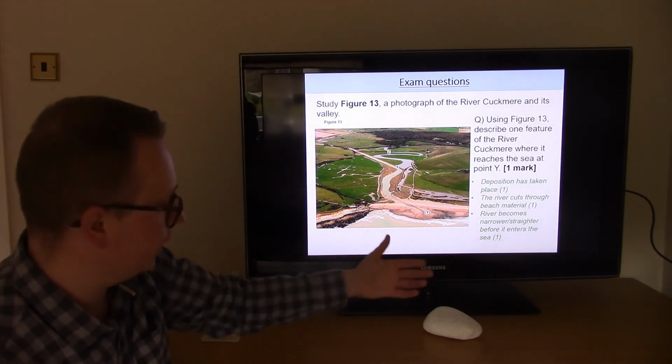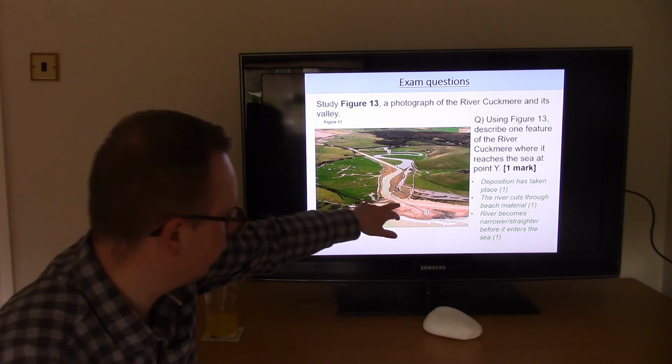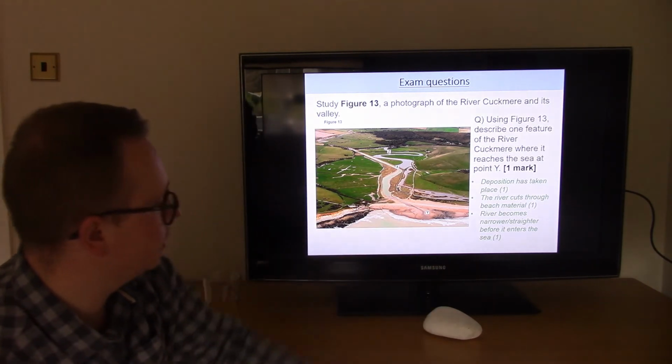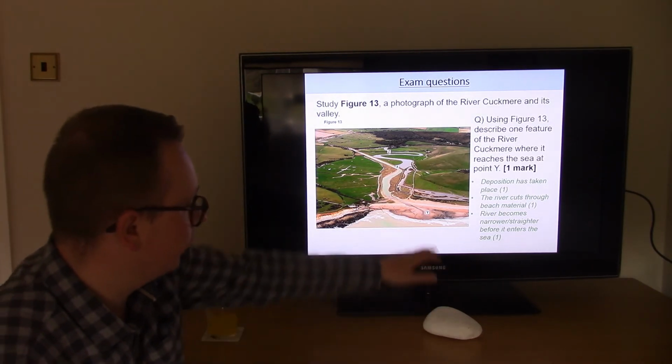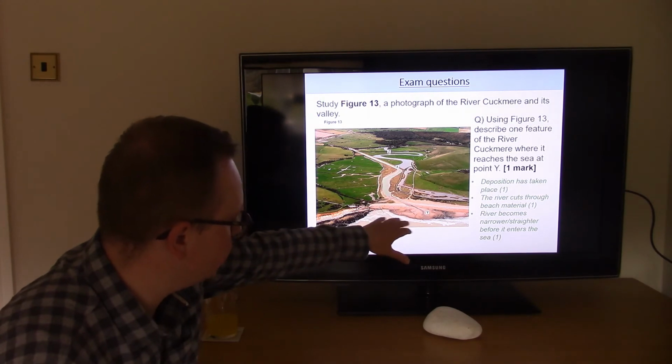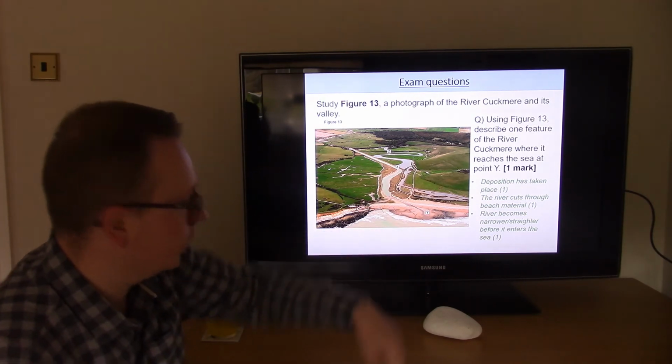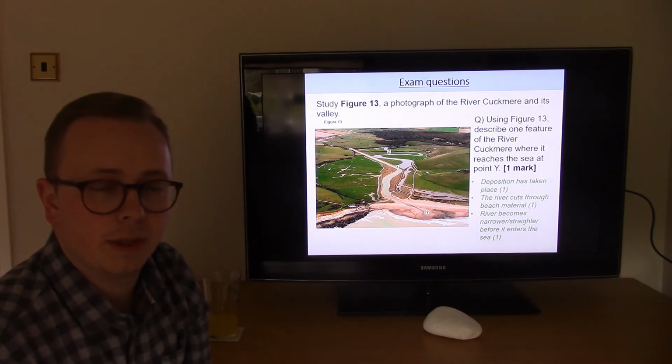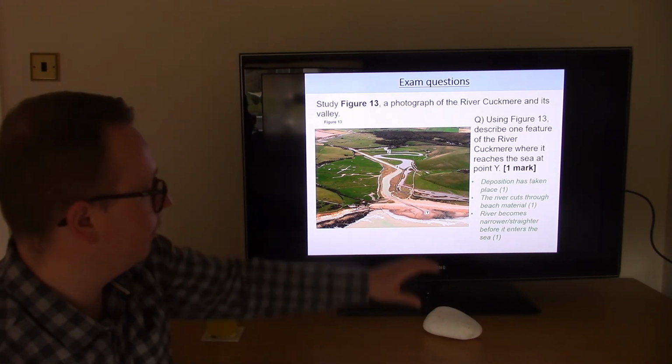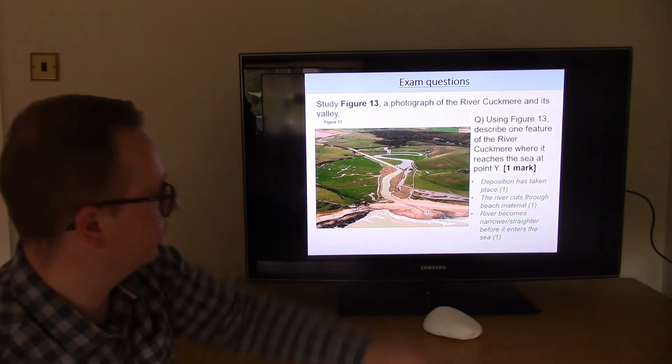However, the mark scheme also awarded marks, saying we can see that the river cuts through this kind of beach material, and also the river itself becomes narrower and straighter just before it enters the sea. Another thing you could have picked up on there to gain a mark. But to me, the main point there is that this is an area of deposition.